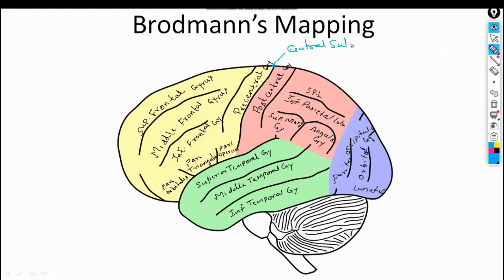What does the central sulcus do? Actually, the central sulcus divides this hemisphere into lobes. The lobe which is anterior to this is the frontal lobe, which is in yellow color, and the lobes which are posterior to this are three different lobes, which we will see according to their anatomical position.